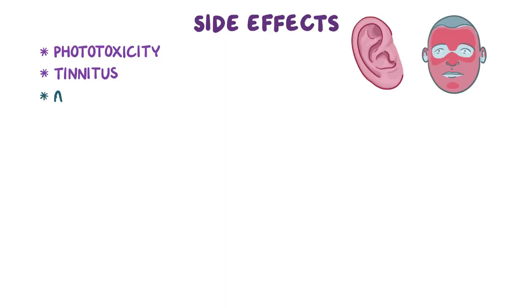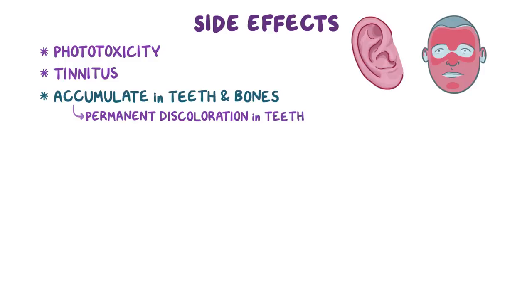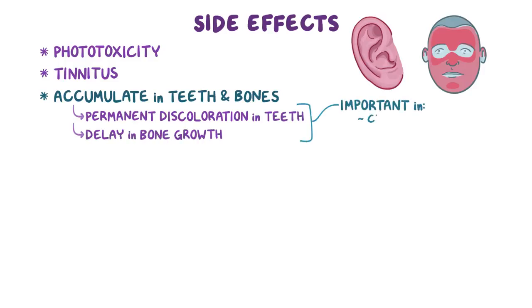For side effects, tetracyclines cause phototoxicity, where patients are much more likely to get sunburned, and tinnitus, or ringing in the ear. They can also accumulate in teeth and bones, which cause permanent discoloration of the teeth and a delay in bone growth. This is particularly important in children under 8 years of age, and in pregnant or breastfeeding women where these medications are contraindicated.